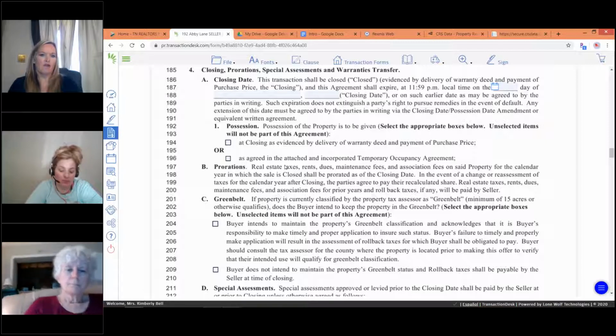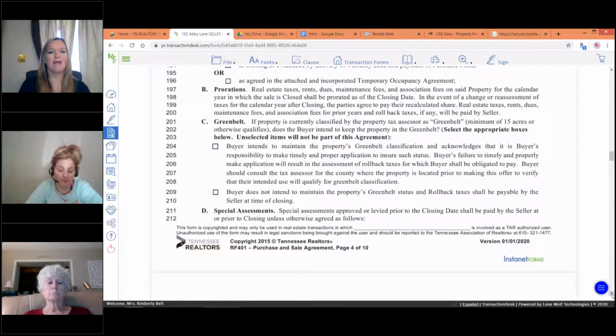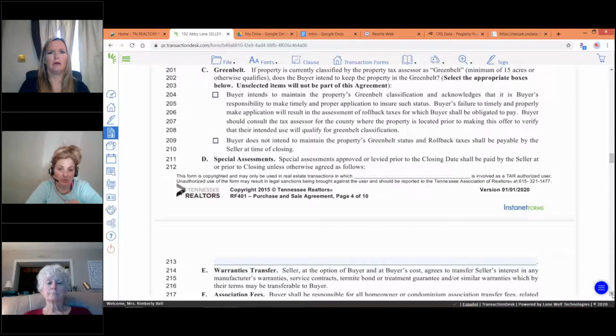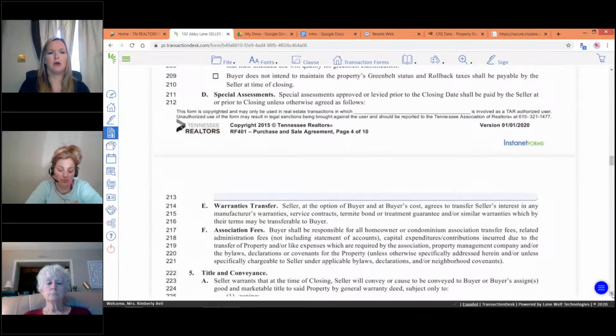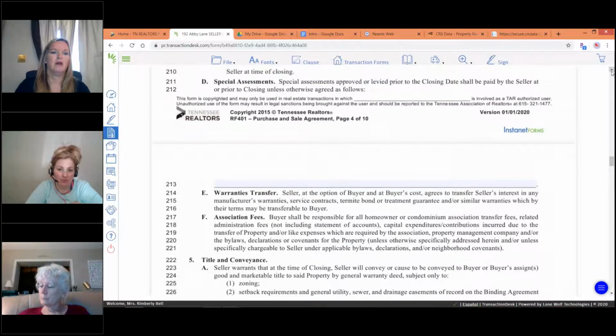Greenbelt, we would cover a greenbelt. If you have a property that is done as a greenbelt, come and let's discuss it. They're very rare. I've had 2 in my career. So I'm not going to go over that, just because it's not a really prevalent thing.